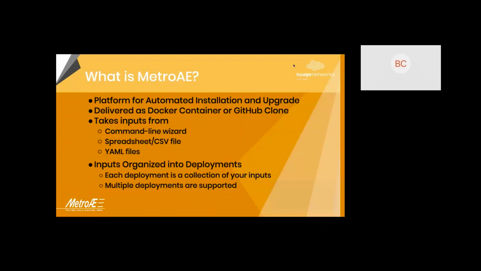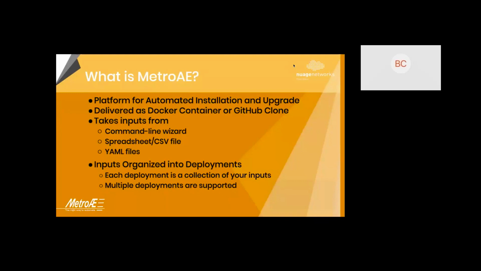When you want to use Metro, you can consume it in one of two ways. You can either download a Docker container and run that way, or use a clone of the GitHub repo. Either one works. They work the same way, and use the same set of commands. In both cases, you provide input to Metro either via a command line wizard, which will produce deployment files for you, a spreadsheet saved as a CSV file, which we also will produce deployment files for, or you can edit the deployment YAML files directly yourself if that's what you'd like.